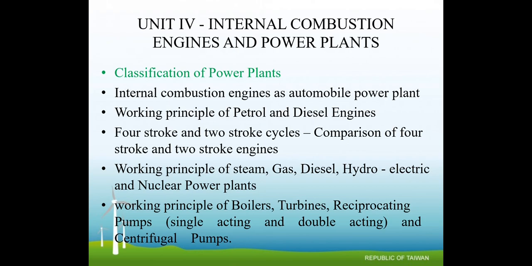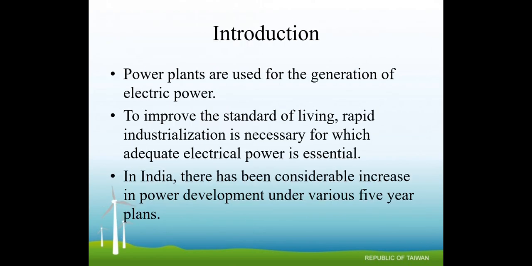First, you can understand what a power plant is. A power plant is capable of producing electrical power. Then only the system is called a power plant. Introduction: power plants are used for the generation of electrical power. To improve the standard of living and for rapid industrialization, adequate electrical power is necessary. It is highly essential. Without electrical power, nothing we can do.